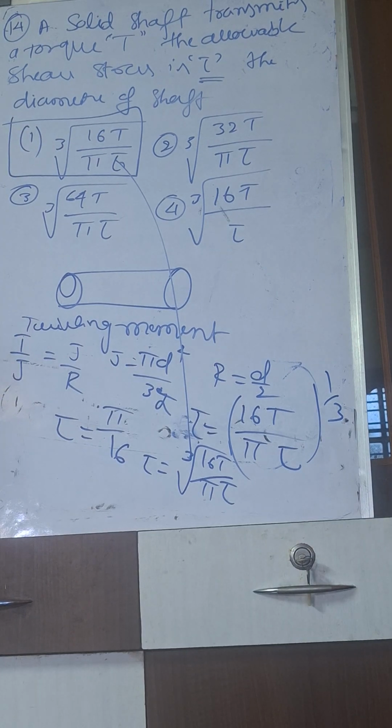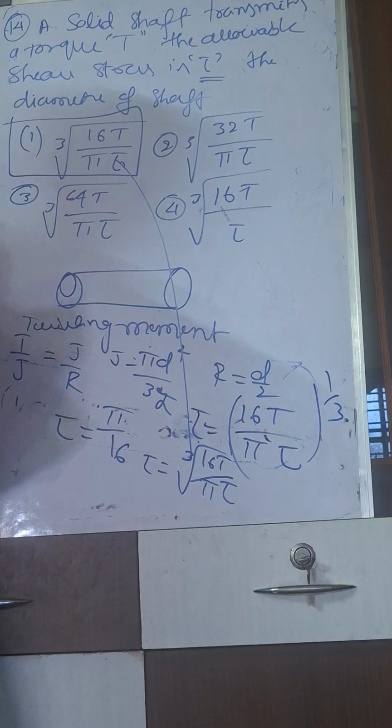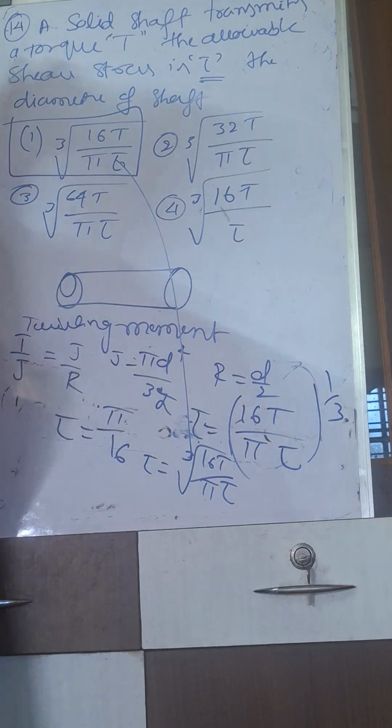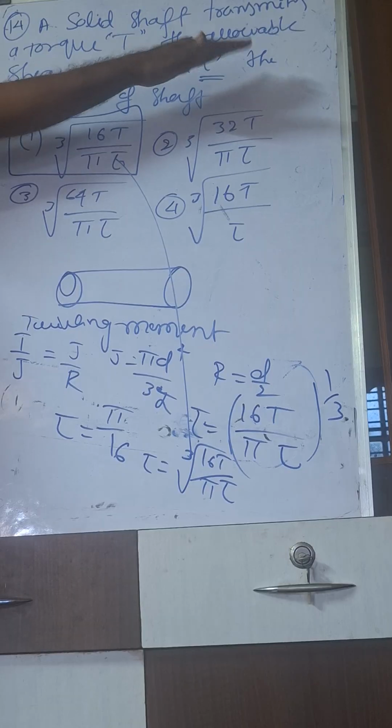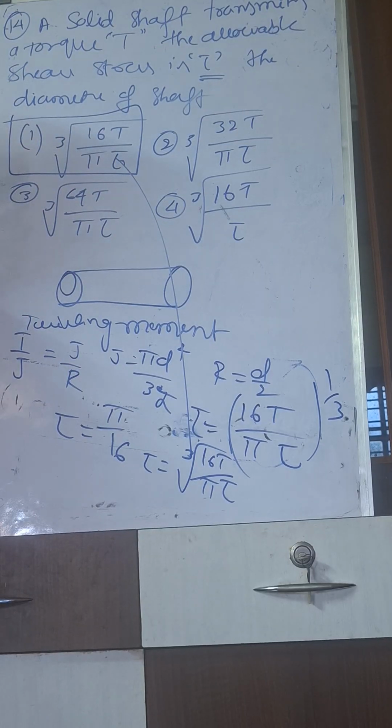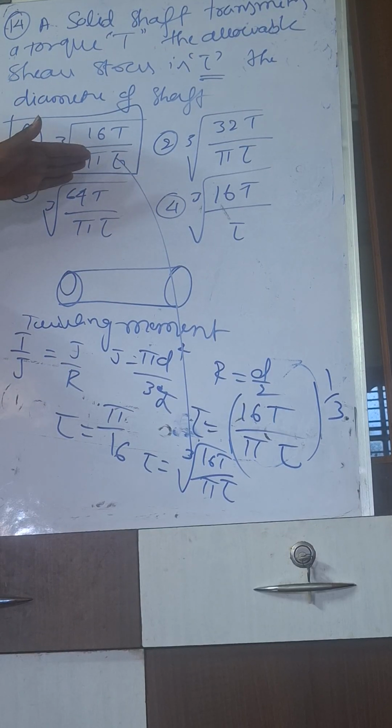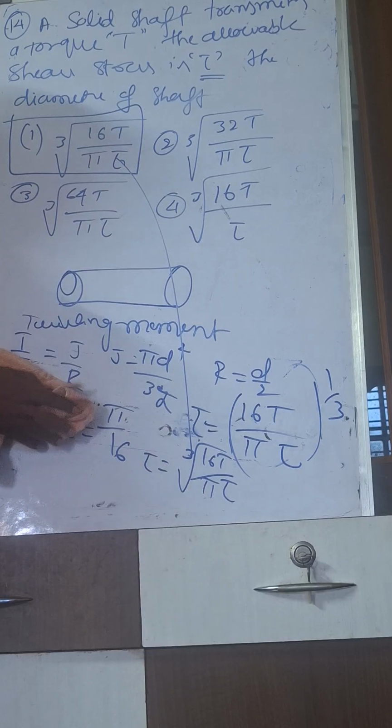Next time we go for the next questions. This is the 14th question. Next question I will go for. A solid shaft transmits the torque T. The allowable shear stress tau is, the diameter of the shaft is 3 into 16T by 5 by K.